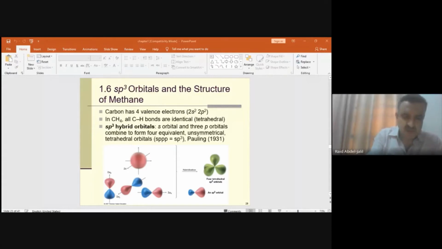And the hybridization will be sp2, and the bond angle between the bonds will be 120. If we have 4 electronic groups surrounding one central atom, then the geometry will be tetrahedral. And the hybridization will be sp3, and the bond angle will be 109.5 approximately.